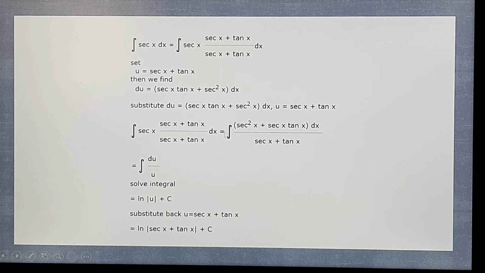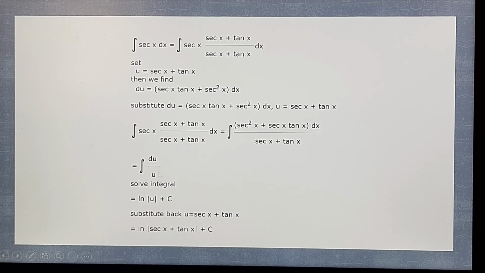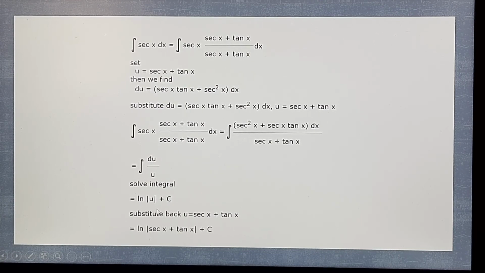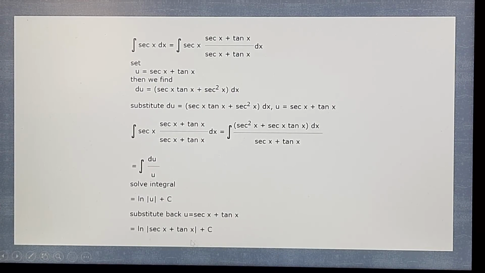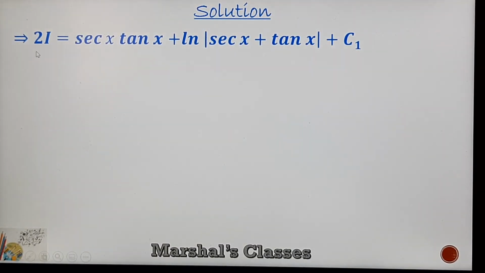We will get that the denominator is u and numerator is du. So that becomes integral du by u, and that is nothing but ln u plus c. Now u is nothing but secant x plus tan x, so we substitute that back, ln of secant x plus tan x plus c. This is how we get integral secant x dx. So we put that in this equation. We get 2I is equal to secant x tan x plus ln of secant x plus tan x plus constant of integration. We take it as c1.